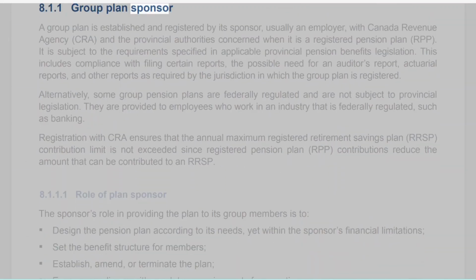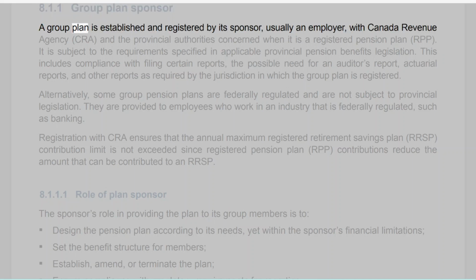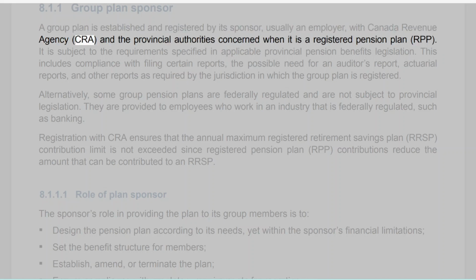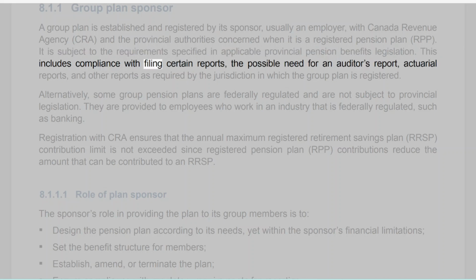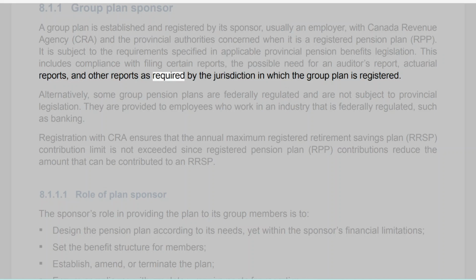8.1.1 Group plan sponsor. A group plan is established and registered by its sponsor, usually an employer, with Canada Revenue Agency (CRA) and the provincial authorities concerned when it is a registered pension plan (RPP). It is subject to the requirements specified in applicable provincial pension benefits legislation. This includes compliance with filing certain reports, the possible need for an auditor's report, actuarial reports, and other reports as required by the jurisdiction in which the group plan is registered.